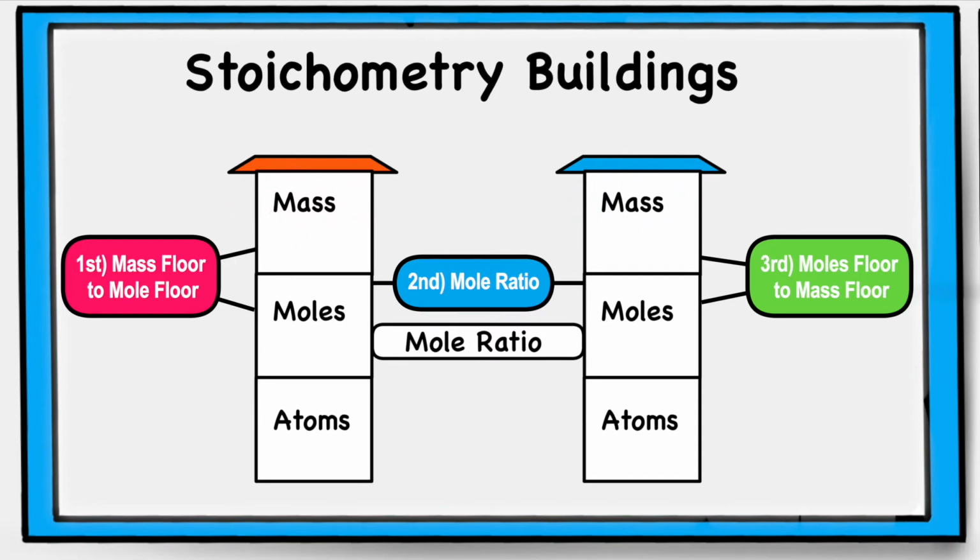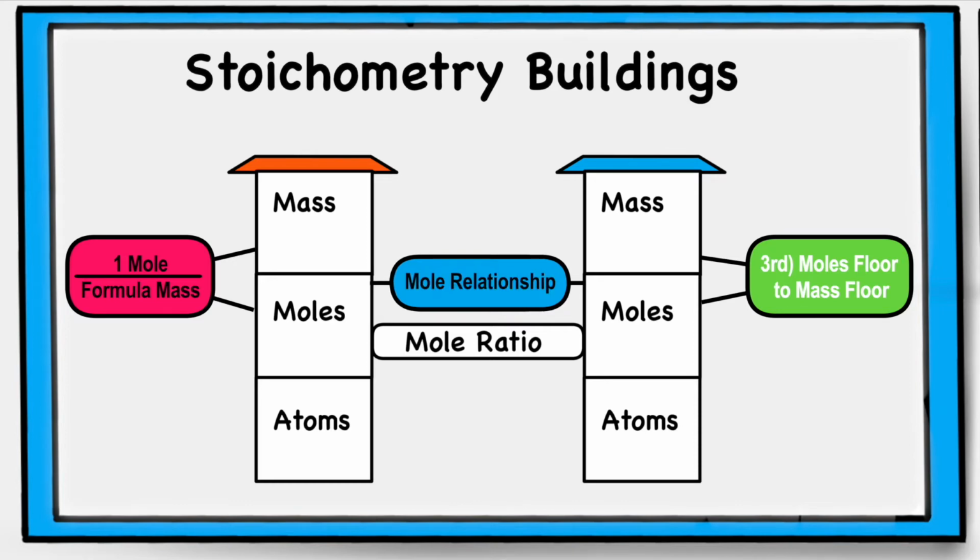In our past videos, we have seen that in order to convert compounds from mass to moles, we're going to have to multiply them by a relationship of 1 mole over the formula mass. Keeping with this illustration, this is how we get from the mass floor on the first building down to the mole floor of the first building. Once we are on the mole floor, all we need to do is to use our mole relationship from the balanced equation in order to cross this mole bridge to get to the moles of the second building. Finally, in order to get from moles on the second building to the mass of the second building, all we're going to have to do is multiply by the formula mass of the compound over 1 mole of that compound.